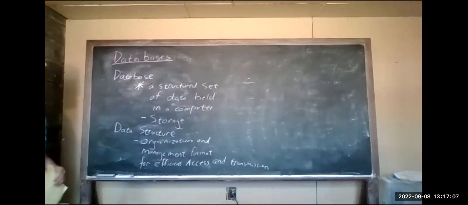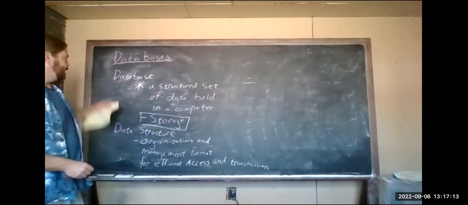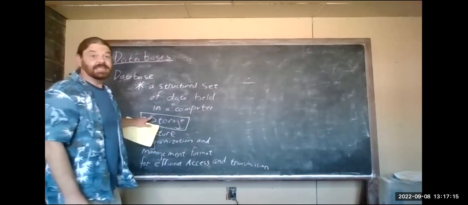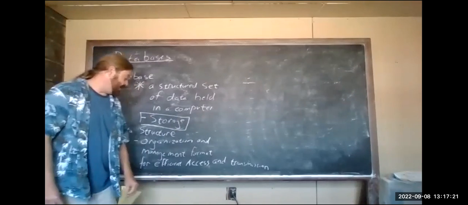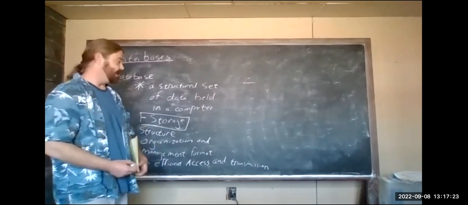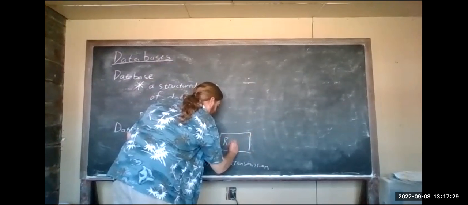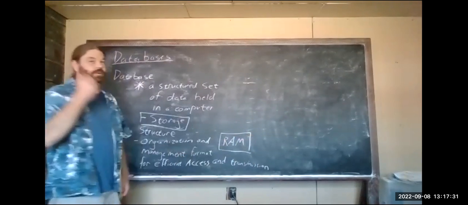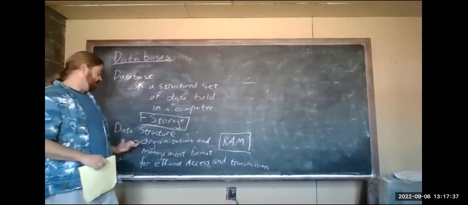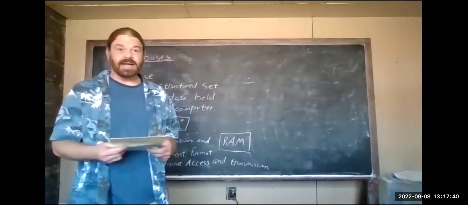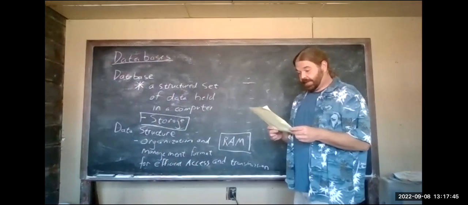So a big fancy sounding set of words, but just like I did up here, the database, we have that technical definition, but the database is in storage. And a data structure is an organization and management format for efficient access and transmission. So that's going to be in our RAM and the CPU, really the random access memory. So database and storage, and the data structure and memory. If you're heading into IT, that difference will show up at some point.